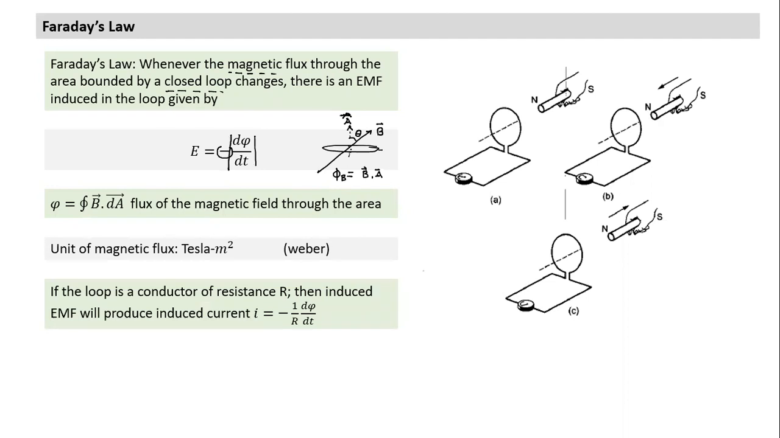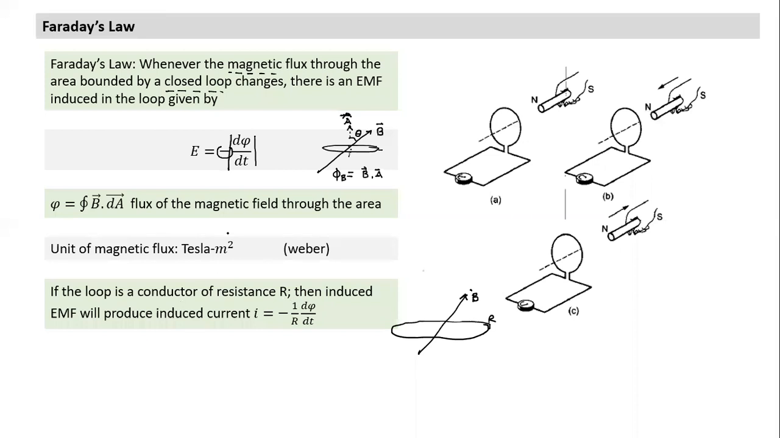So EMF is produced, and if the loop is a conductor of resistance R, suppose we take a wire and form a loop with it, and this wire has resistance R. If there's a magnetic field and somehow we make the flux change, there are a number of ways we can change the flux. We'll come to that later. There are three quantities involved when we calculate flux: the magnetic field, the area, and the angle between them. Any of the three can change. The field can change, the area can change, and the angle can change. Change in any of the three quantities can lead to a change in flux.